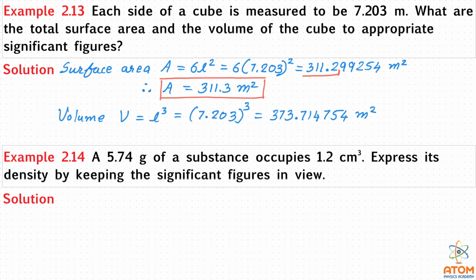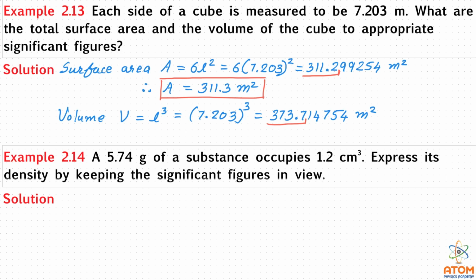Again here also this is a case of multiplication. L is multiplied 3 times, so we will use the law of multiplication. That means the answer should have as many significant figures as the least significant figures in the input value, and the input is only L and it has 4 significant figures. That means we should reduce this answer up to 4 significant figures, up to here, and in that case the answer is very simple.